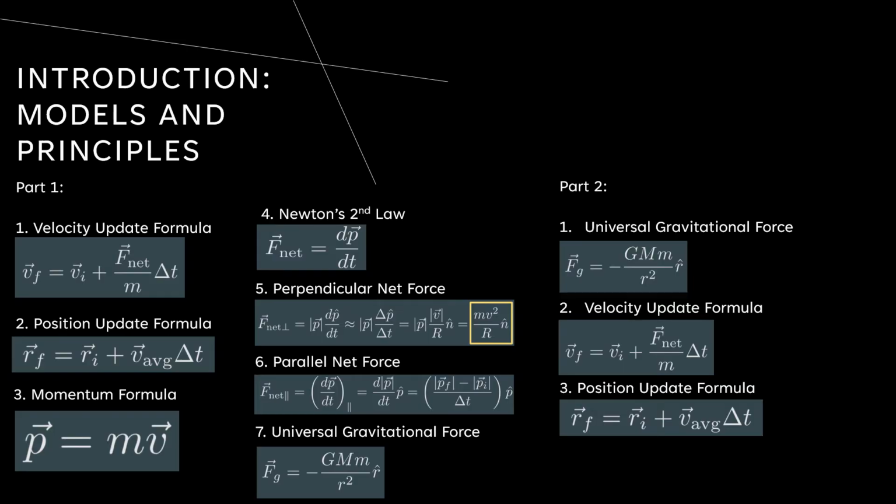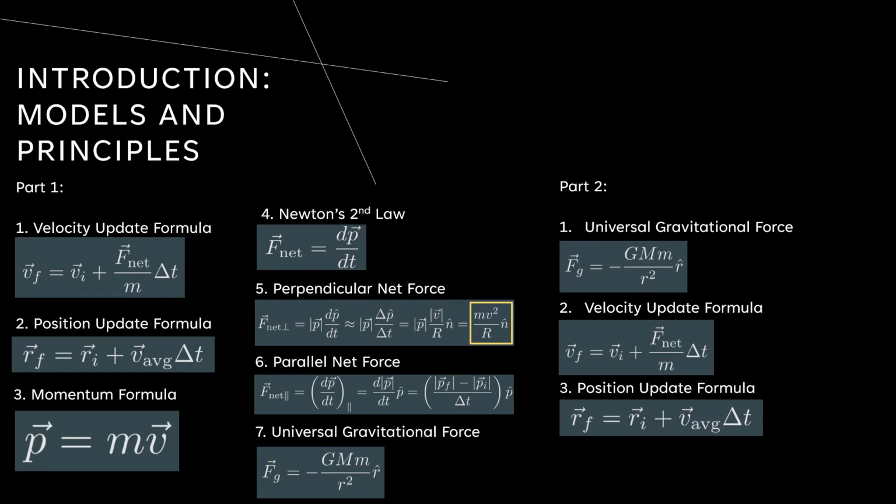For the models and principles for Part 1, I used the velocity update formula, position update formula, momentum formula, Newton's second law, perpendicular and parallel net force, and universal gravitational force, and these were all used in sequence to eventually find the mass of the black hole. For Part 2, I used the universal gravitational force, the velocity and position update formulas, and these were used to calculate the net forces on the moon and on the spaceship.